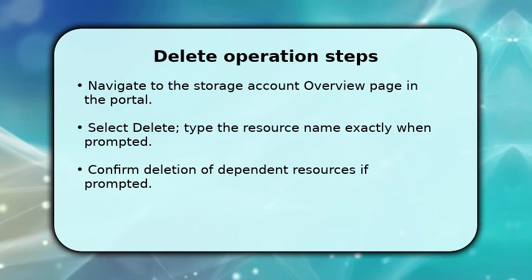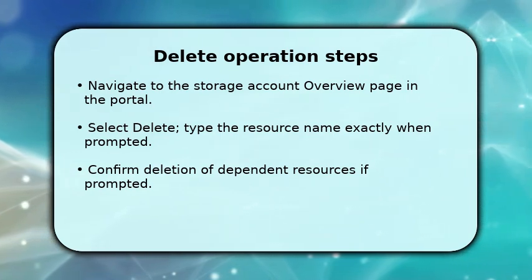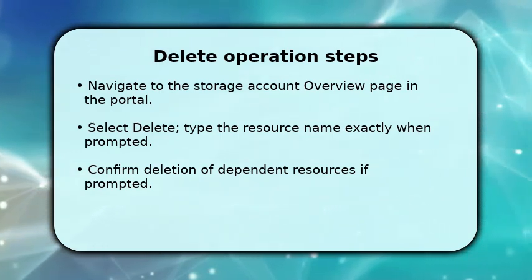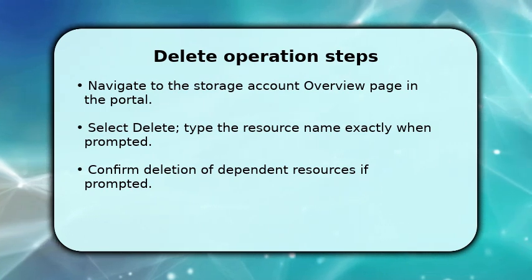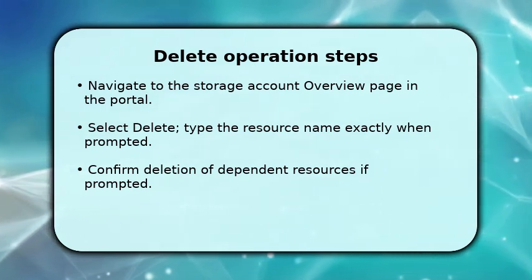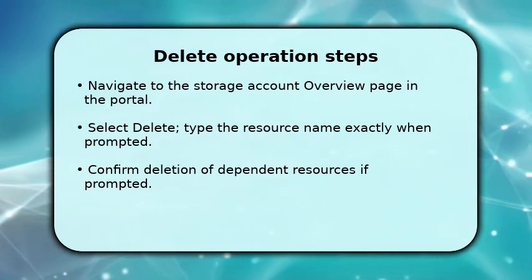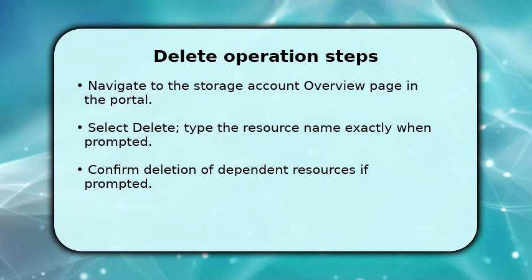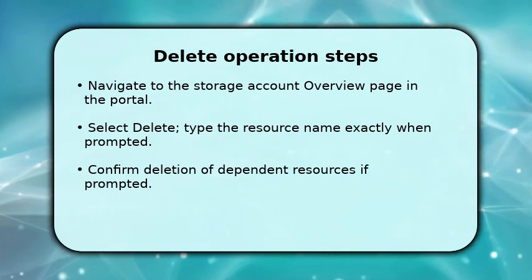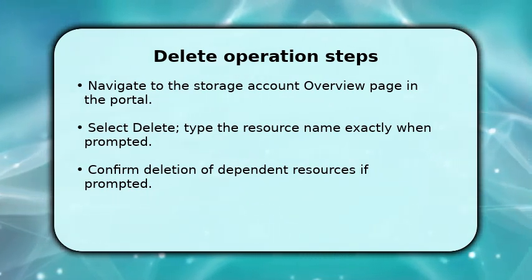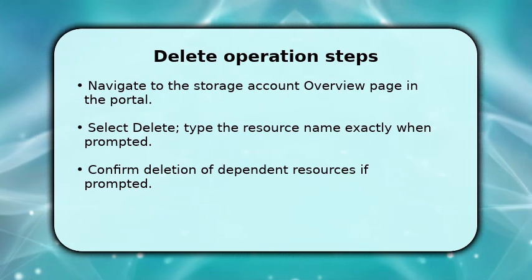This prevents accidental removal. If the portal reports dependent resources, review them and decide whether to delete or detach first, then retry. For subscriptions with soft delete enabled, consider disabling retention or emptying containers. Make sure you're in the correct subscription and resource group to avoid deleting the wrong asset. Then confirm to start the delete.